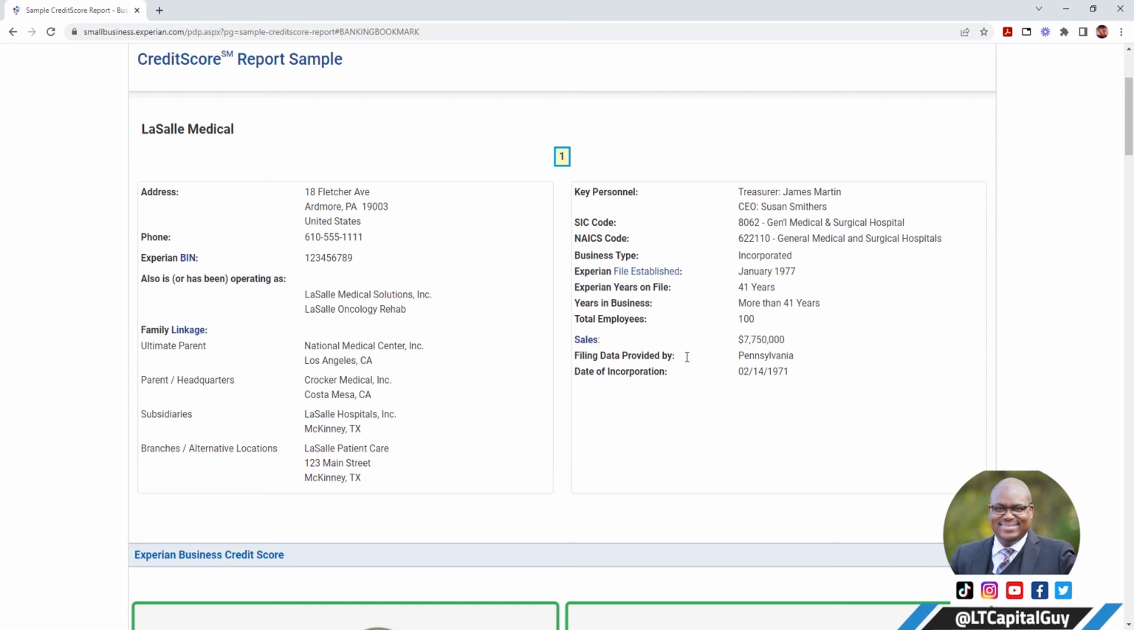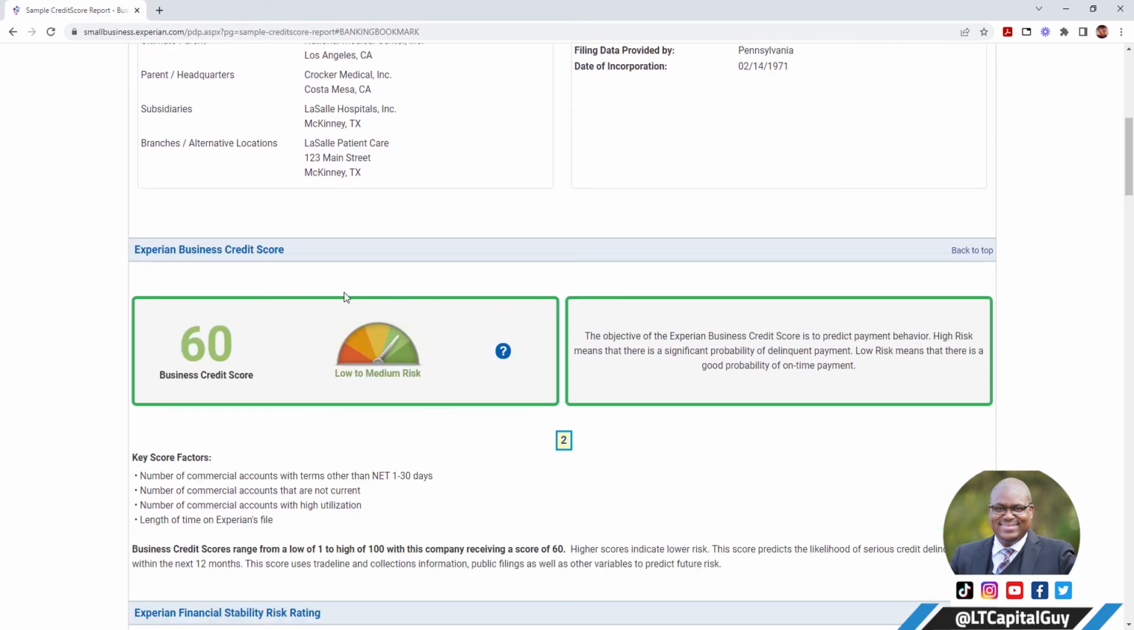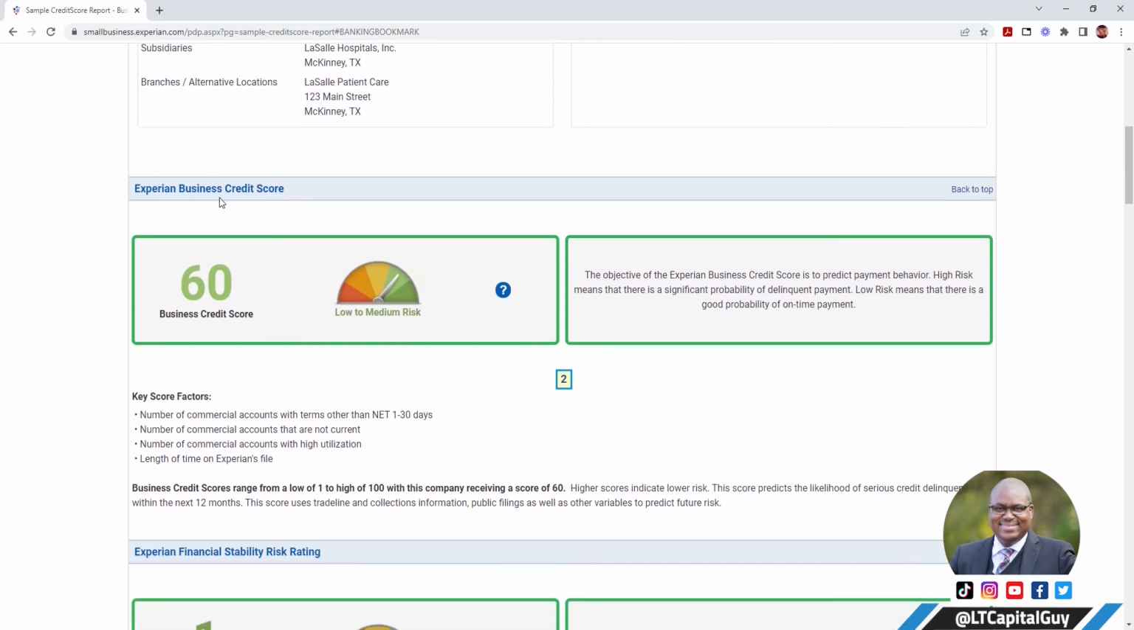Also, the filing data, in terms of where you filed for your business incorporation, and also the date of the filing. In this case, it was Valentine's Day, 1971. All right, so this first section is more like the profile data of your company. Then once you get to the next section, you're looking at the actual score.